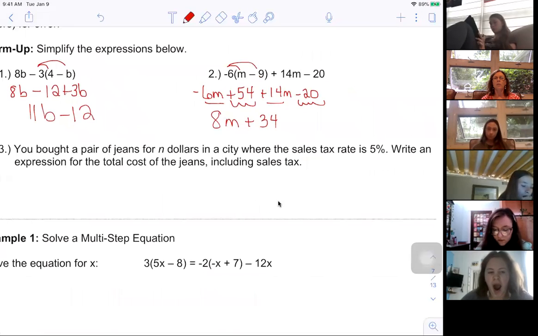Does anybody know, do we pay sales tax on jeans in Pennsylvania? Or on clothes, for that matter? Do we pay sales tax on clothes in Pennsylvania? Does anybody know? We don't. We don't, right. Do we pay tax on food?